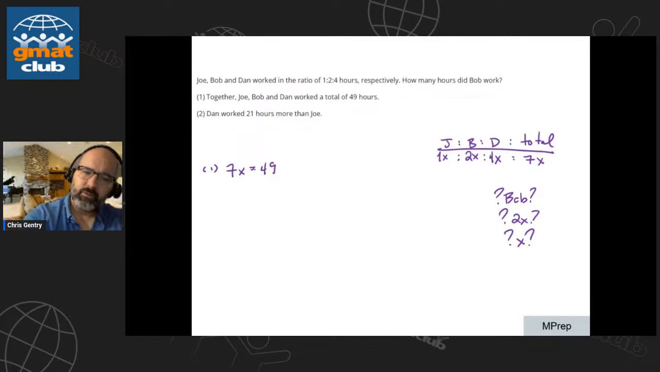So I can go ahead and rewrite that as 7x equals 49. I can solve for x. This will be sufficient on its own.